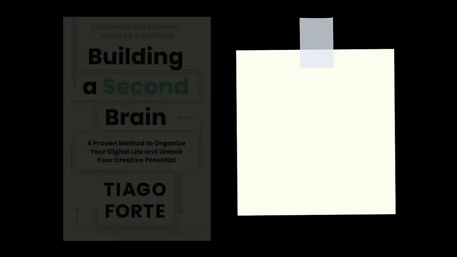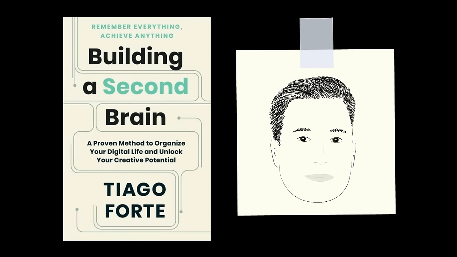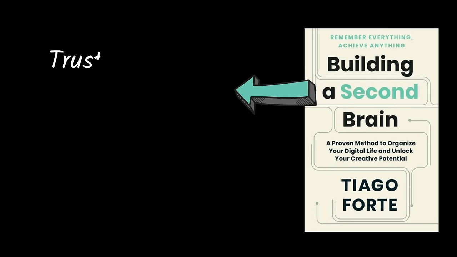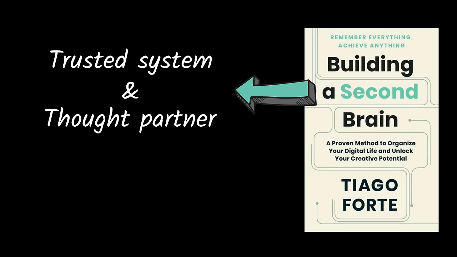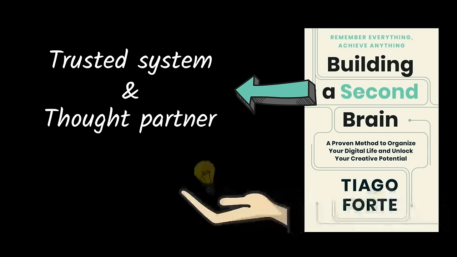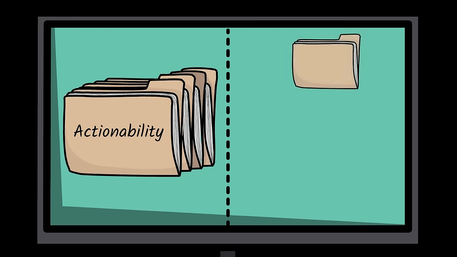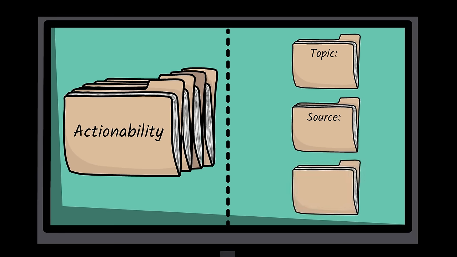I recently read Building a Second Brain by Tiago Forte. When you build a second brain, you have a trusted system for managing information and a thought partner who reliably provides you with good ideas when you feel stuck. Your second brain is a reliable thought partner because it's organized by actionability instead of topic, source, or time frame.